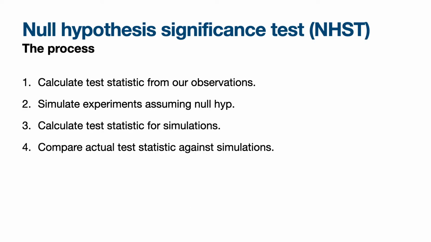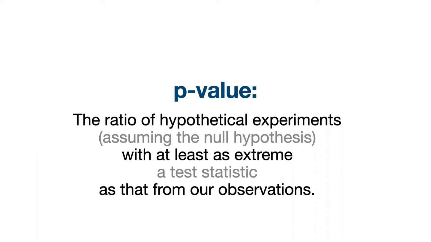The process is as follows. Calculate the test statistic for an actual experiment. Generate simulations of experiments assuming the null hypothesis is true. Calculate the test statistic for each simulated experiment and order them. Measure where our observed test statistic lies compared to the simulations. Then the p-value is the ratio of hypothetical experiments that satisfy the null hypothesis with at least as extreme a test statistic as that from our observations.